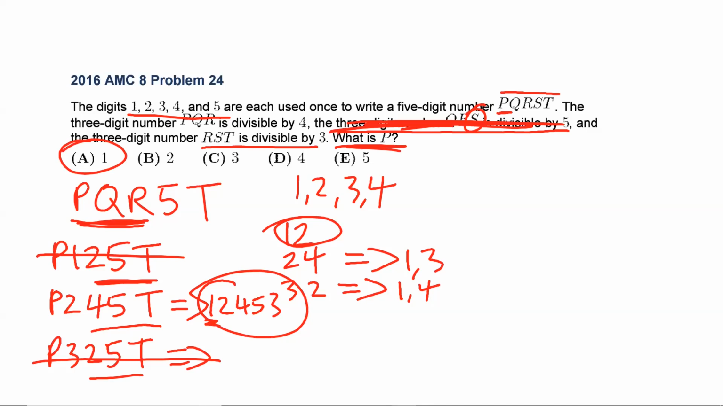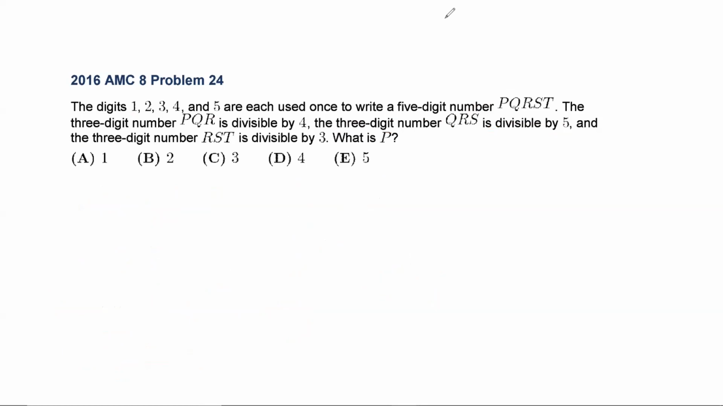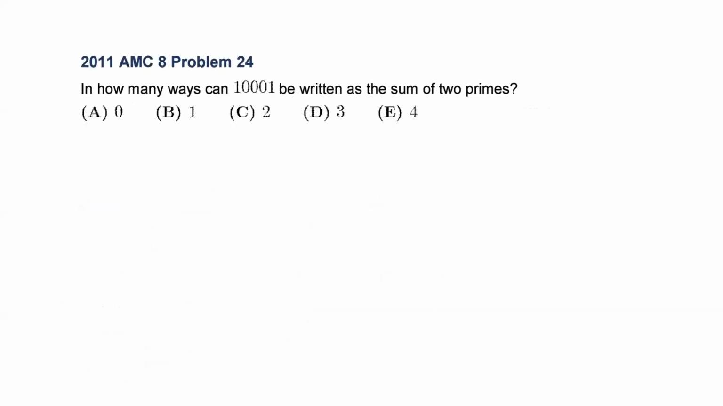Okay, so let's move on to the next problem. In how many ways can 10001 be written as the sum of 2 primes?